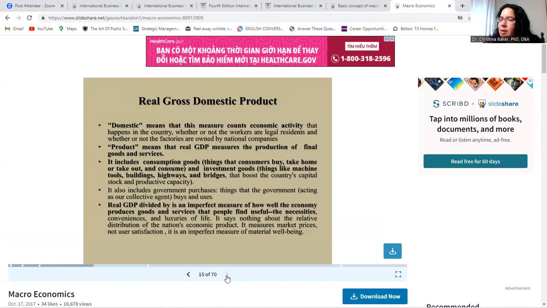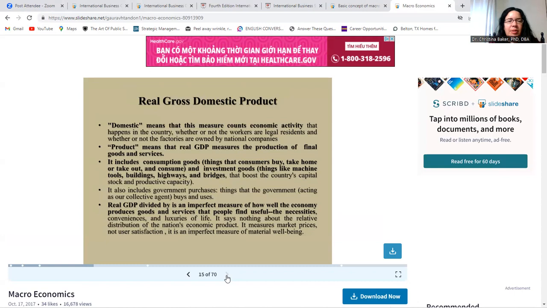Real gross domestic product. Domestic means the measure counts economic activity that happens in the country, whether or not the workers are legal residents, and whether or not the factories are owned by national companies. Product means real GDP measures the production of final goods and services.